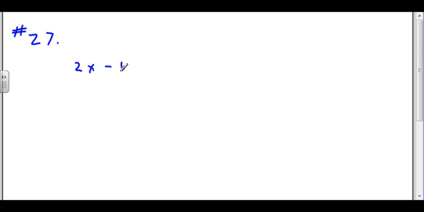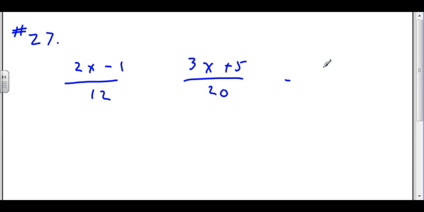X minus 1 over 12, 3x plus 5 over 20 minus x over 4. All right, well, now I need a common denominator. Okay, now I'm stuck. Can I do this on my calculator? Yes. Yeah, I think we can. I'm going to get the right answer the long way first, and I'm going to put it in my calculator and see if it's going to work.